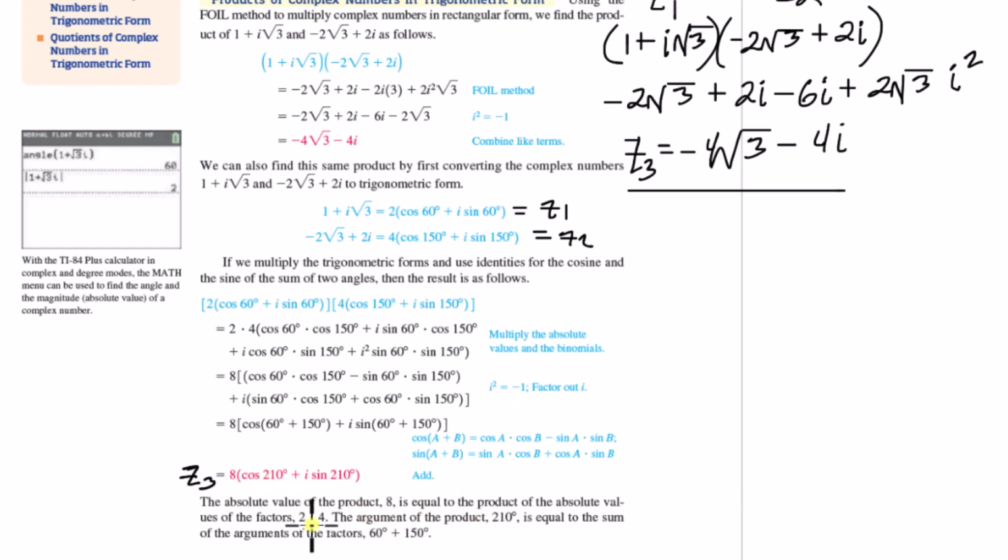Okay. So what about the angle, though? Well, okay, the angle is just the sum of the arguments of the two original complex numbers, right?